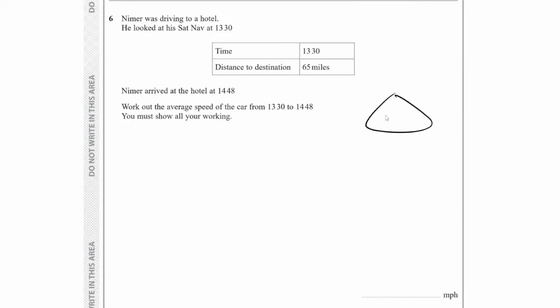So obviously we know speed is distance over time. So we've got the distance, that's pretty straightforward, isn't it? 65 miles. It's mostly the time that we're actually having to work out. So the time, we obviously have to work out literally in terms of a clock. So I was thinking, oh yeah, it's like an hour to 2:30 and then another 18 minutes. So it's 1 hour, 18 minutes.